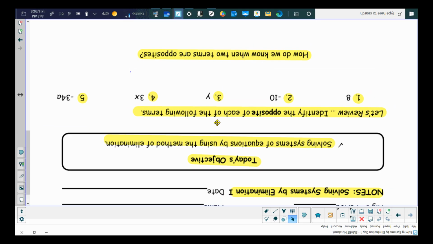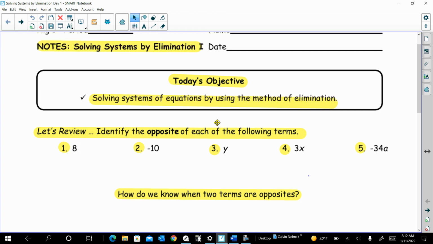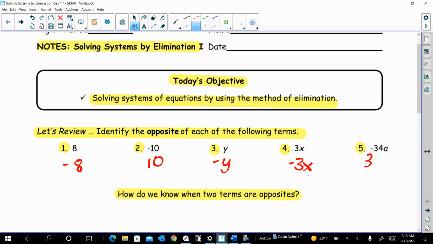What would be the opposite of 8? -8. Yeah, there we go. If I have a -10, what is its opposite? 10. What if I have a y? Ooh, so close. -y. How about x? All right. If I have 3x, what's its opposite? -3x. And then a -34a? 34a. Okay, so this is very important for what we're going to do.